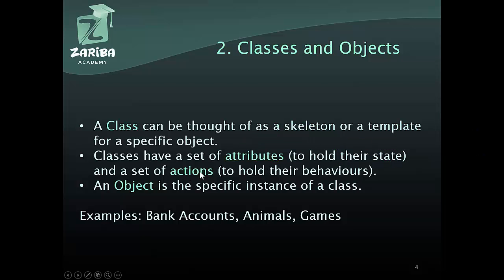Okay. And also we have a set of actions. So now that we know that attributes are variables, what do you think the actions are gonna be? So they hold behaviors, methods, clearly. So methods normally change the state. So here you think about methods, and methods generally change the state.